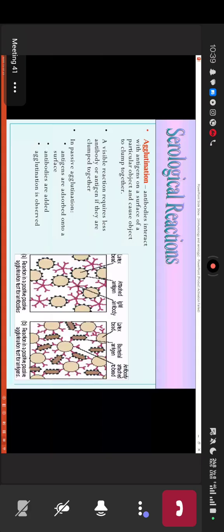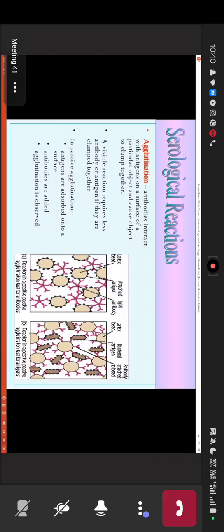In passive agglutination, antigens are absorbed onto a surface and antibodies are added. Agglutination is observed. Like in this image, you can see the antigen is first absorbed onto the surface. Additionally, antibody is added, then agglutination appears. So these are latex beads, bacterial antigen, and antibodies attached together, and they form agglutination, right? So this is the reaction of agglutination.